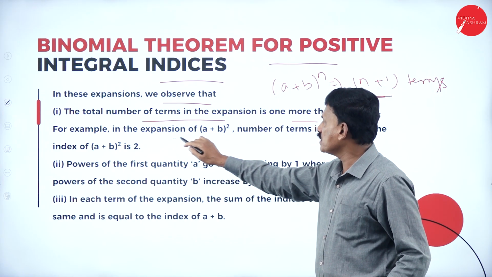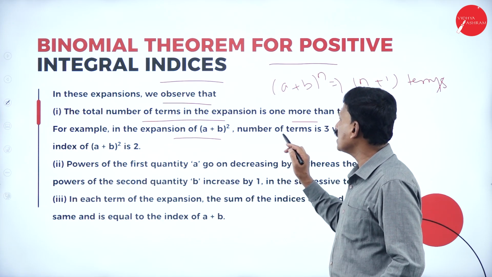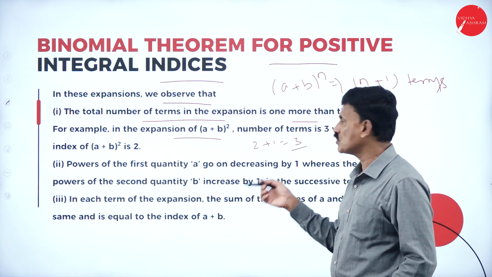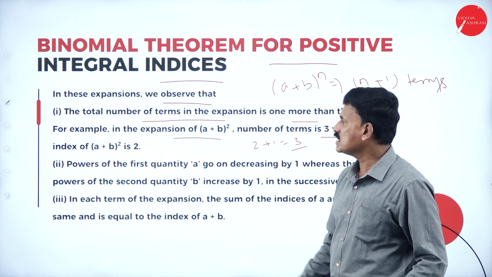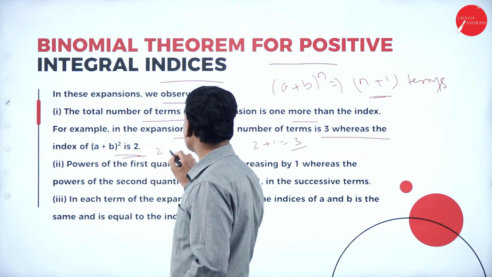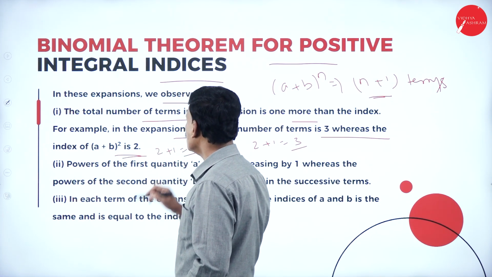So for example, in the expansion of a plus b whole square, we will get the number of terms as 2 plus 1 is equal to 3 terms: a square plus b square plus 2ab. That is a plus b, the index of this is 2. Therefore, the number of terms we are going to get is 2 plus 1 is equal to 3.